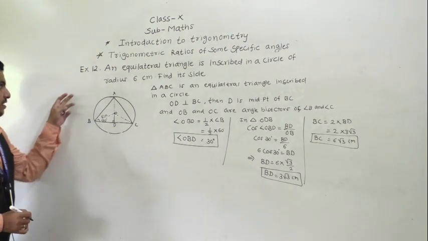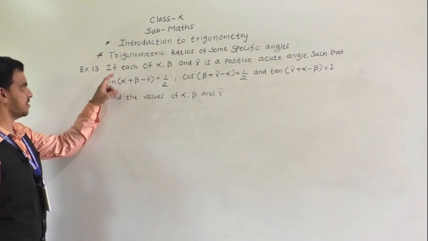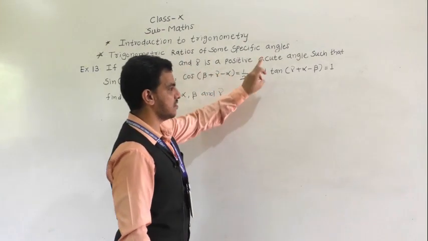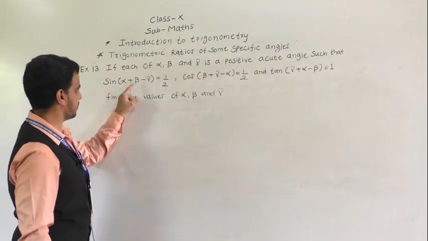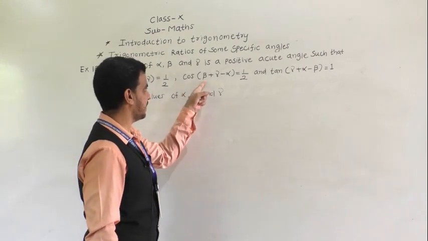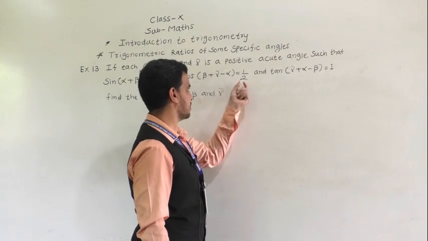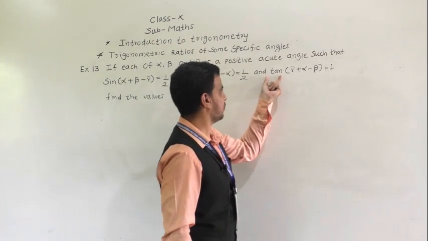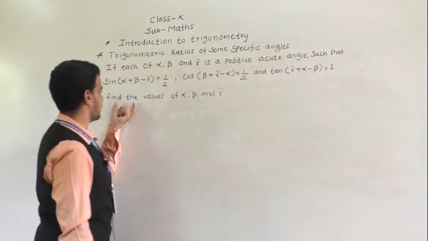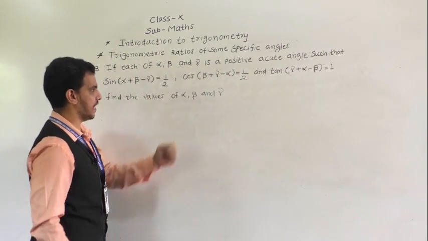Now we will take the next example. If each of alpha, beta and gamma is a positive acute angle such that sine of alpha plus beta minus gamma is equal to 1 by 2, cos of beta plus gamma minus alpha is equal to 1 by 2, and tan of gamma plus alpha minus beta is equal to 1, we have to find the values of alpha, beta and gamma, okay?